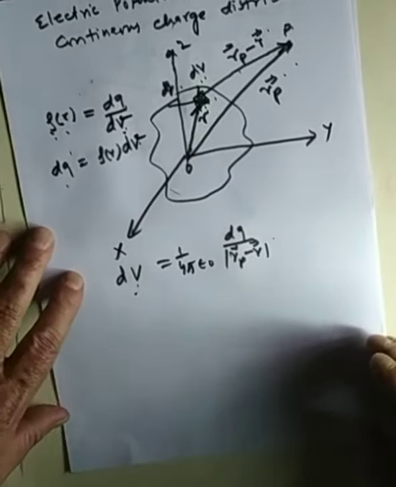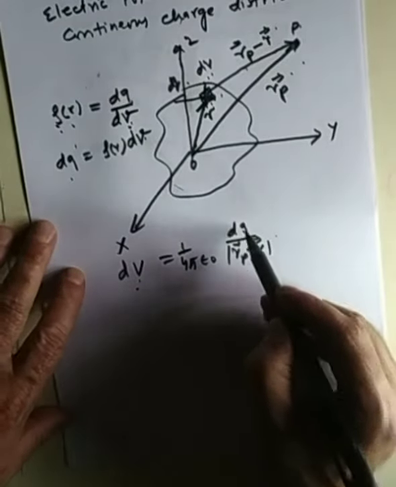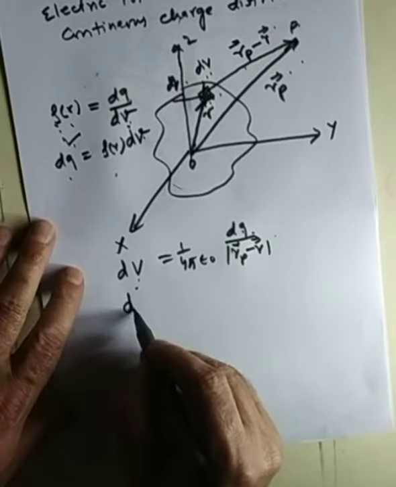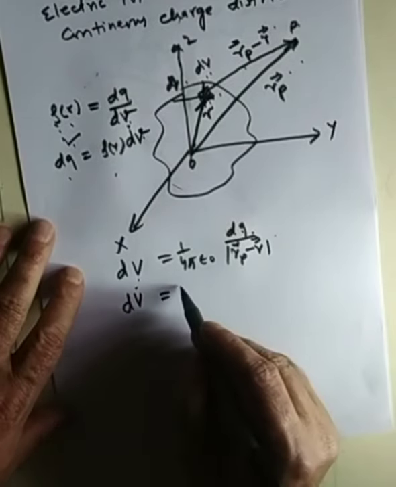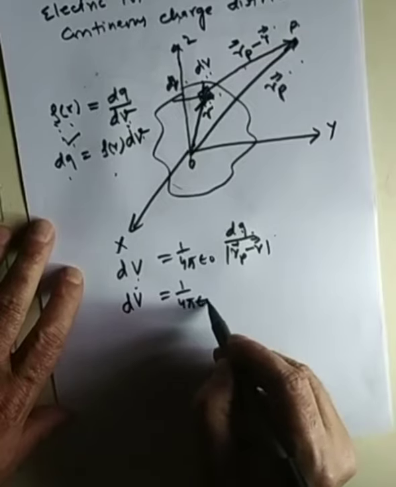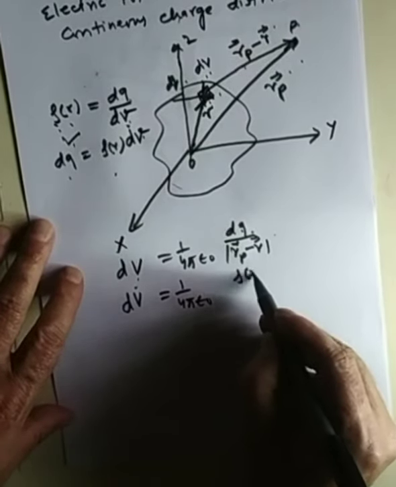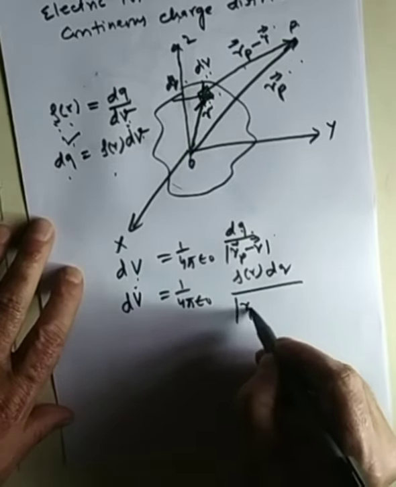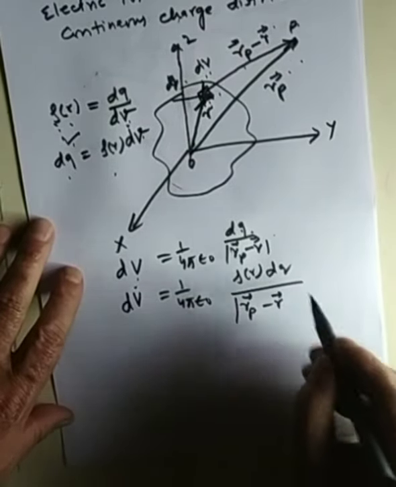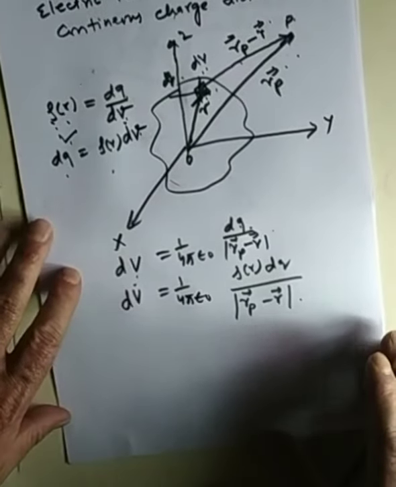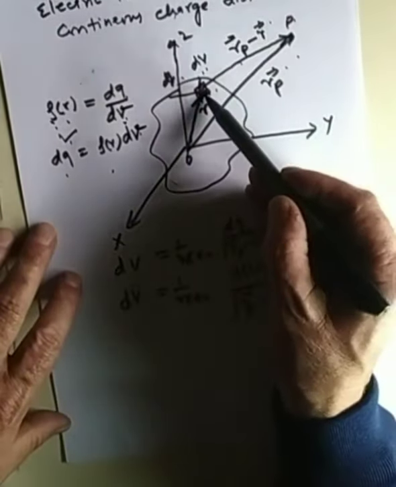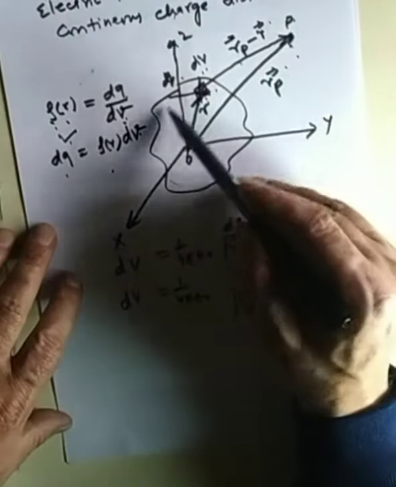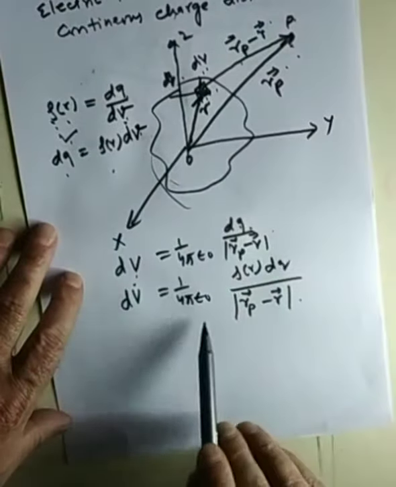Okay. Now we will substitute the value of dq from this into this. So we will get dV, the potential, equal to 1 by 4 pi epsilon 0 into, in place of dq, rho(r) dv divided by |r_p minus r|. Okay. Now, since this is for a small volume, we want to find the potential due to the whole of this volume charge.